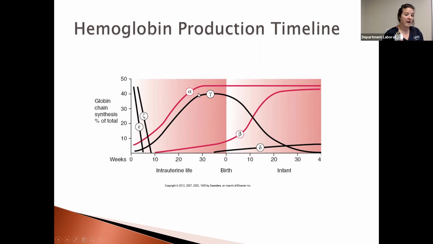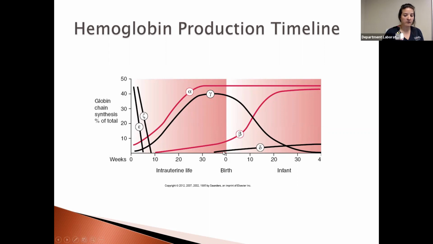And then you'll have gamma. So this is why once alpha and gamma are formed, 2 alpha chains, 2 gamma chains, that forms our hemoglobin F. Hemoglobin F is our fetal hemoglobin, okay? And then beta chains will also start being produced. And then once alpha and beta chains combine, then we have our normal adult hemoglobin of hemoglobin A, okay?